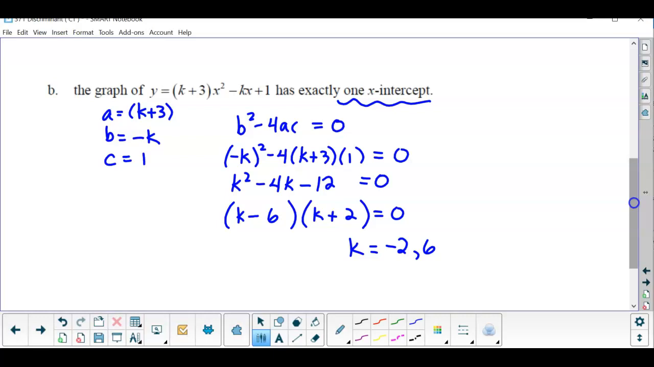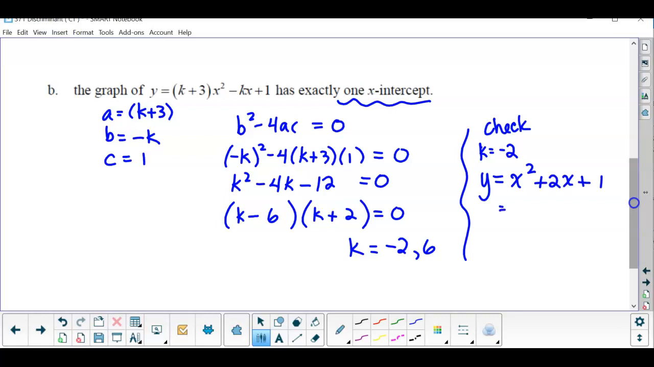So there's two possible k values. You can always check it by substituting those back in, right? So let's do a check here. If we say k is equal to -2, then we would have y equals -2 plus 3 is 1, so we get 1x squared. Subtract k, so subtracting a negative is adding, plus 1. Okay, and if you think about that, that's the same as x plus 1 squared. So that has an x-intercept of -1, multiplicity of 2.